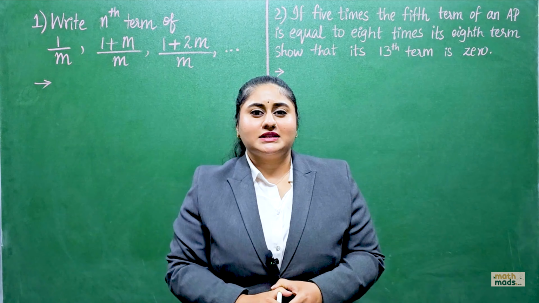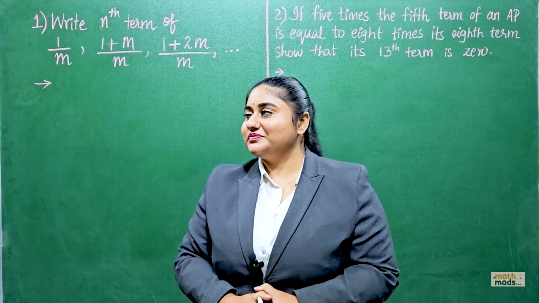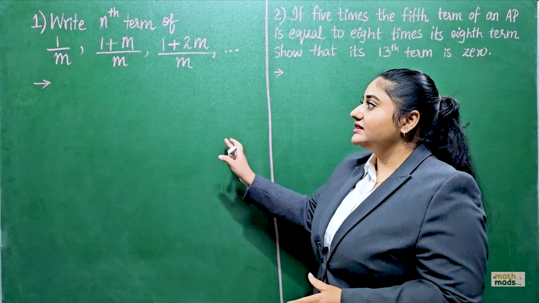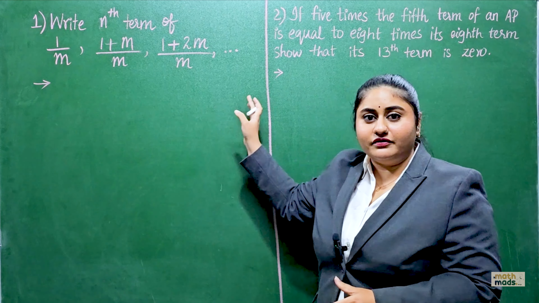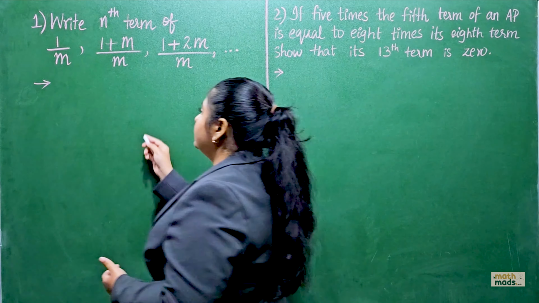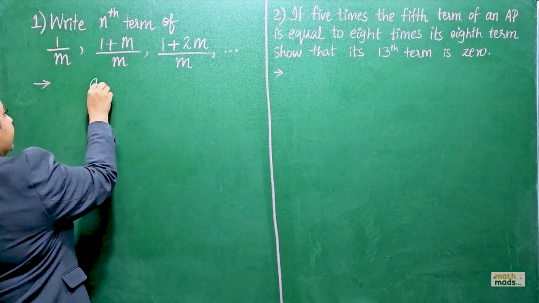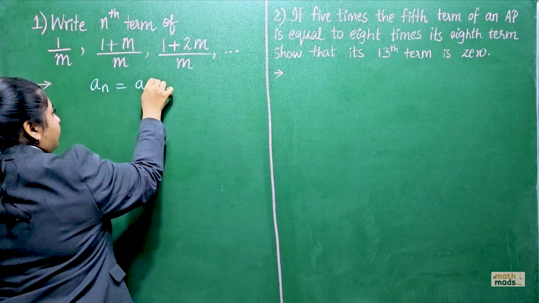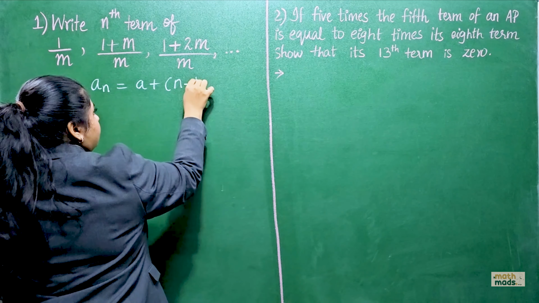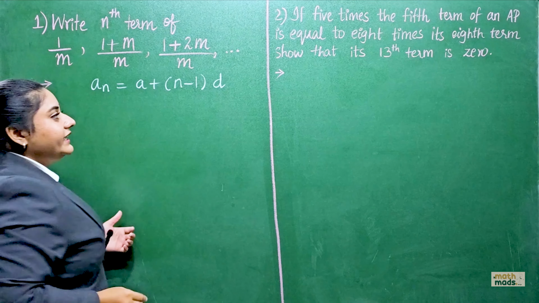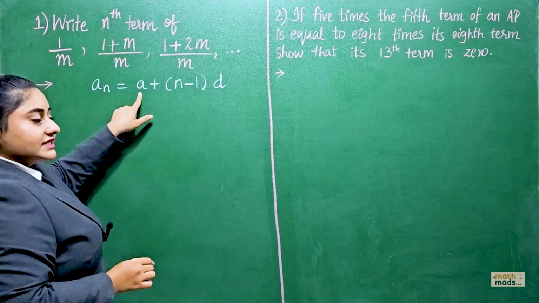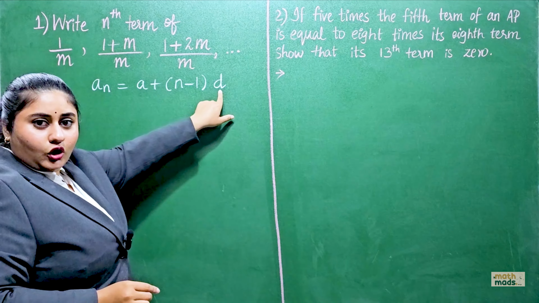Let's look at some short answer type questions in arithmetic progression. First one: write the nth term of the given AP. So what is the nth term formula? An is equal to a plus n minus 1 into d. So to write the nth term, I need the first term and the common difference.